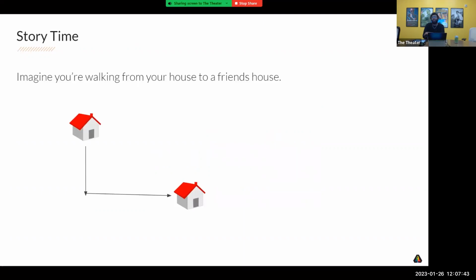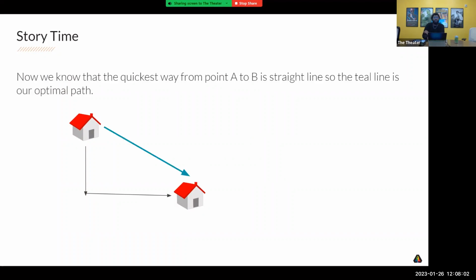So let's do a story time here and let's try to set up our own confusion matrix, right? So bear with me here as we build this story out. Imagine you're walking from your house to a friend's house, and this is what the street path kind of looks like. We've seen cities before, neighborhoods where you have to kind of go down and over. But we do know that the quickest way from point A to B is a straight line. So the teal line is actually our optimal path. And we're going to assume that there's no property or anything in the middle of this, that you could make this walk if you wanted to.